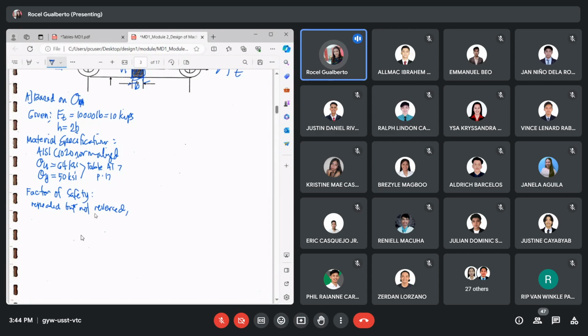O, ano po yung pangalawa? After the kind of load, you have there the type of material. This is 1020. So, ano pong type ng material ito?